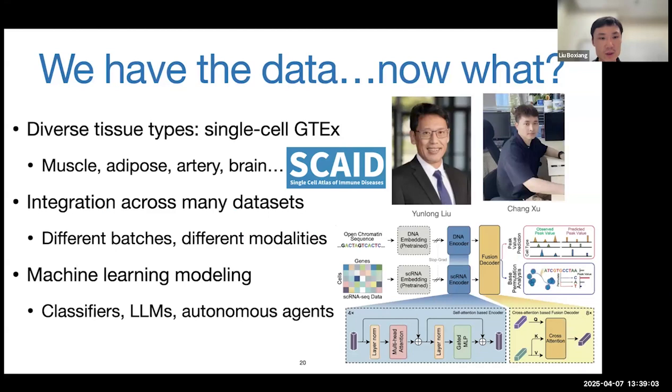And last but not least, we need to do machine learning modeling, not only classifiers, but also large language models and even autonomous agents, right? Here I'm showing one example, which is a cell language model. And this is part of the Chinese Immune Multiomics Atlas paper that's currently under review.